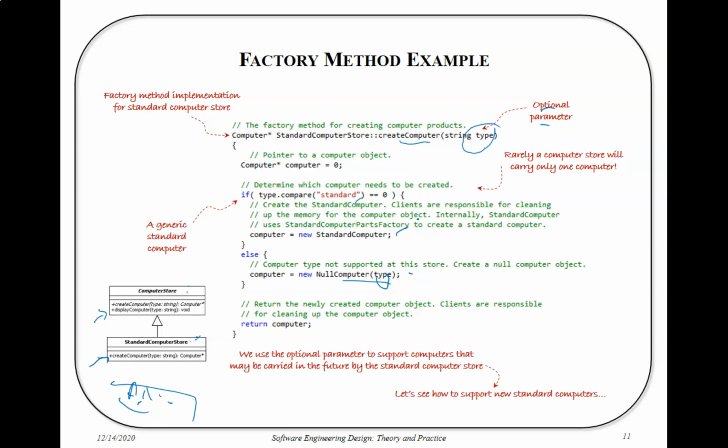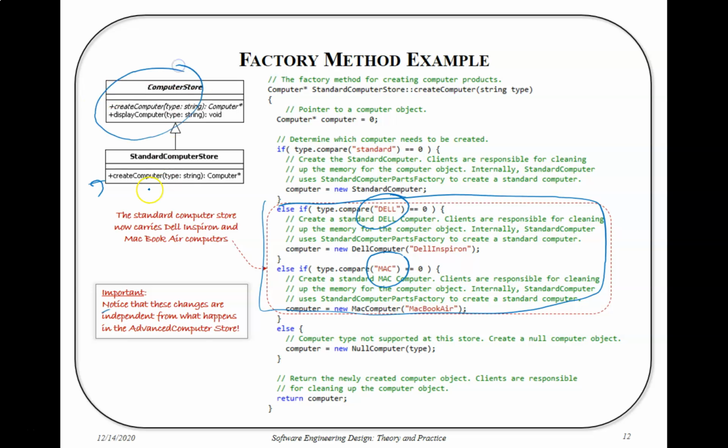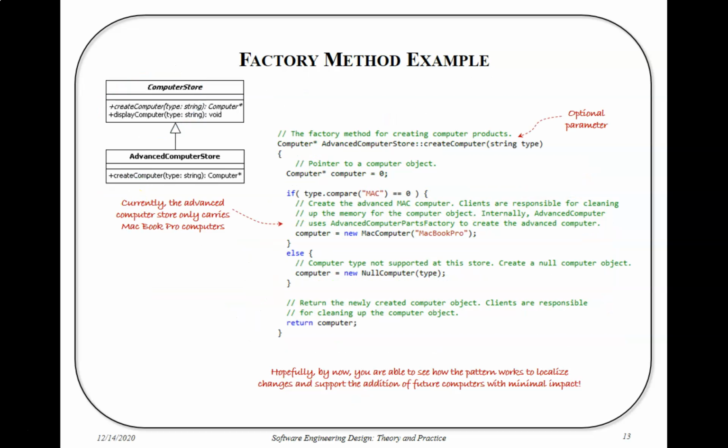In future, let's say this store will support new types of computer, for example Dell and Mac. We just add this piece of code inside the standard computer store class. So this is how it works. We don't have to modify the computer store class, just modify the implementation here. Okay, so this is how the factory method works.